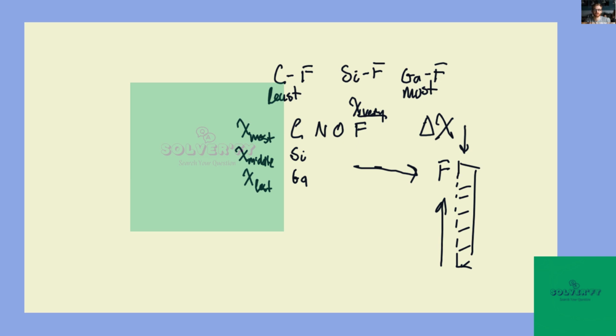So ranking from least polar to most polar, we simply present them in the order we were presented them. Carbon and fluorine is the least polar. Next is silicon and fluorine. And finally, gallium and fluorine.